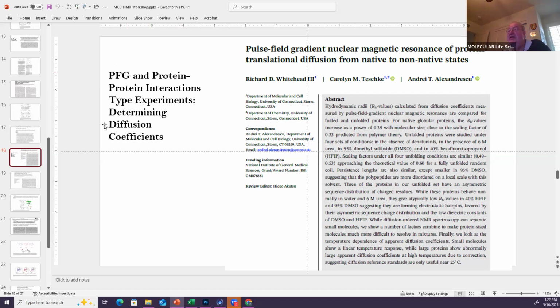And it can be used with almost any size molecule you like, as long as you've got a signal that you can see. And that again is where the fluorine comes in. If you've got a fluorine, you can put it in one protein and not in the other, and then reverse it so that you look at it from both directions. It's a cool way of looking at protein-protein interactions.